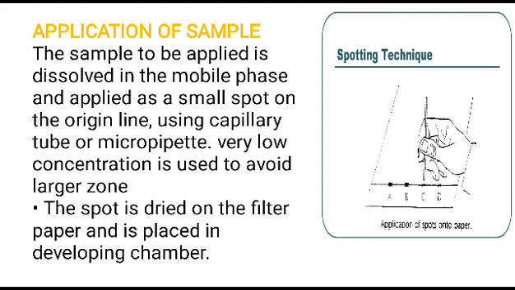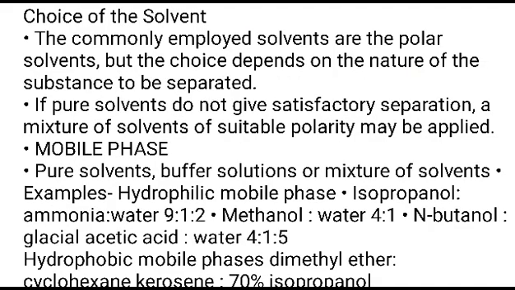A very low concentration is used to avoid the larger zone. The spot is dried on the filter paper and then it is placed in the developing chamber. Choice of solvent, that is, the mobile phase. Commonly employed solvents are polar solvents, but the choice depends on the nature of the substances to be separated. If pure solvents do not give satisfactory separation, a mixture of solvents of suitable polarity may be applied.